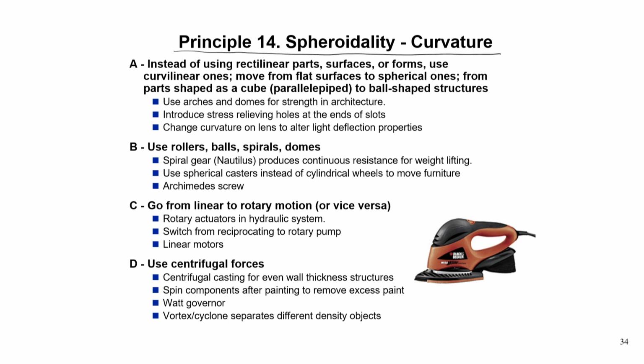So the first clause in that is, instead of using rectilinear parts, surfaces or forms, use curvilinear ones. Move from flat surface to spherical ones, from parts shaped as a cube, parallelepiped to ball shaped structure. For example, use arches and domes. I think for a very long time, till before Christ, if you see the discovery of arches, by the way, that has happened in our own country.